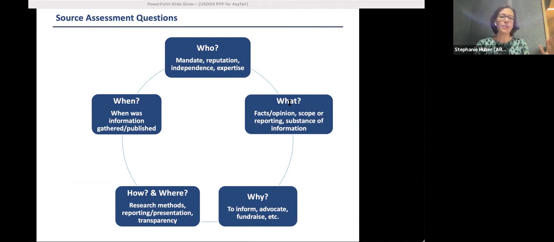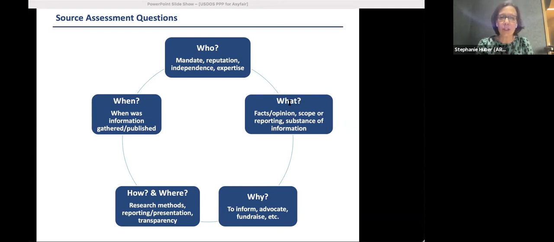Then you would look at what information is provided and what shape does it come in. Is it a media article? Is it an eyewitness account? Is it a press release or a position paper, for example? And why is the source providing this information? What is the motivation of the author? Is it, for example, to inform, to advocate, or is it just to fundraise for further grants?